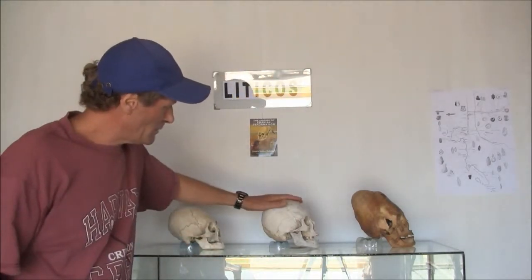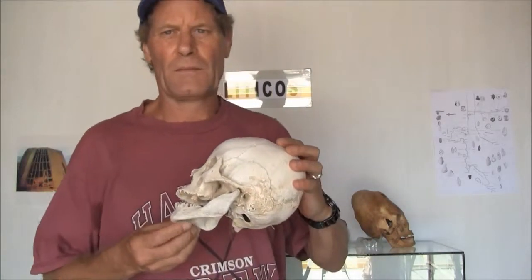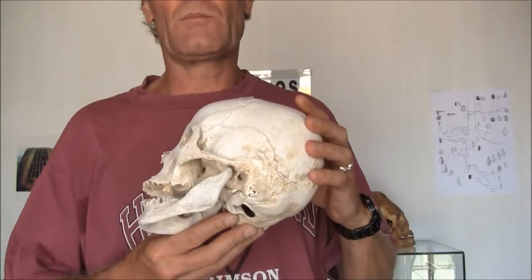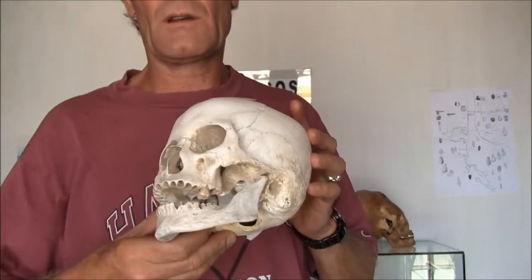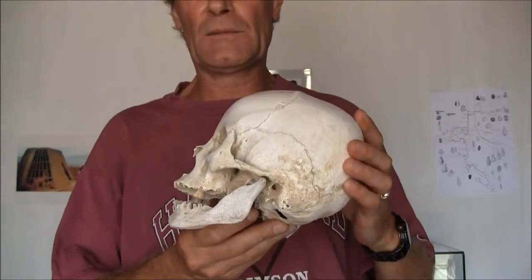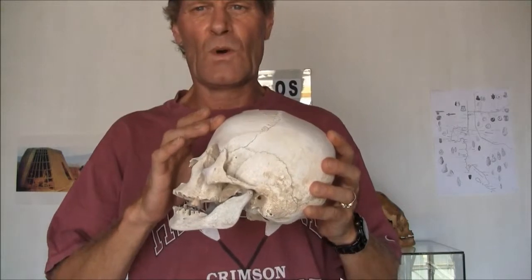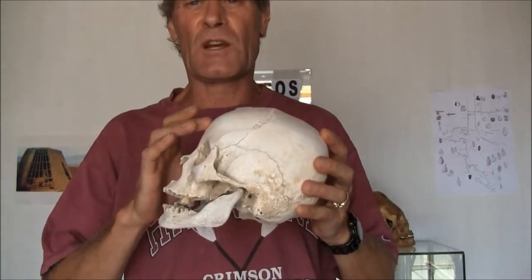Now this person is an example of Inca. Not Inca as in royal Inca, but Inca as in the time period of the Inca. This is a normal shaped skull, and this person's cranial volume was 1,200 cubic centimeters, which is an average human.